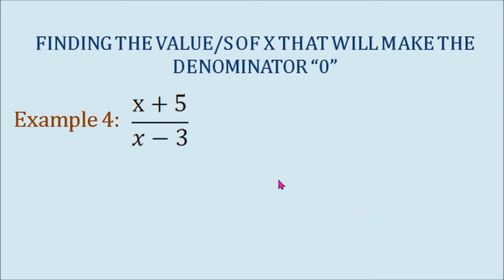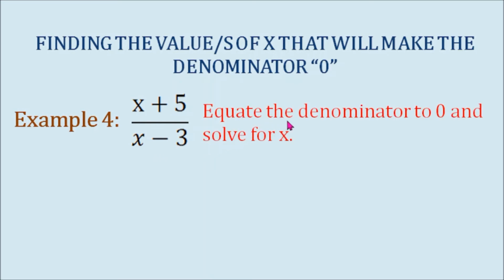Okay, the other thing we have to learn about this lesson is how to find the value or the values of x that will make the denominator 0. For example, x plus 5 over x minus 3. So what we will do here is just equate the denominator to 0 and solve for x. So we have the denominator, x minus 3 equals 0, and then adding 3 on both sides of the equation, we have x equals 3.